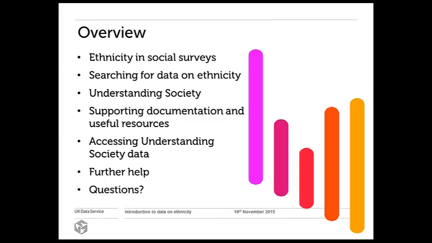So this afternoon we're going to be having a look at ethnicity as a topic in social surveys, and we're going to have a look at how you can find really good sources of data on ethnicity. We're then going to switch to focusing on a specific survey as our demonstration, and that's Understanding Society, which is a really excellent source of data on many topics, but particularly on ethnicity. Once we've introduced you to the survey itself, we're going to have a look at some of the useful resources and documents that accompany the survey. And then very quickly, we're just going to have a look at how you can access the data.